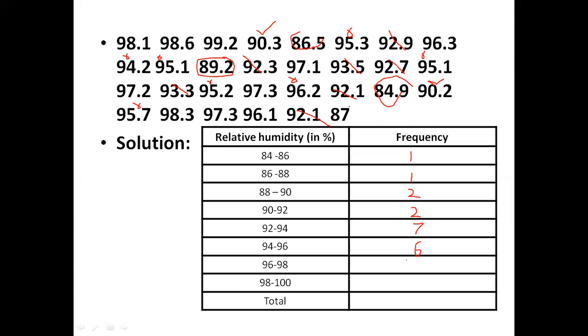Then 96 to 98. If you continue to do this way, we get about 7. And if we do 98 to 100, we find that there are 4. Now if we add all this, we get the sum as 30.